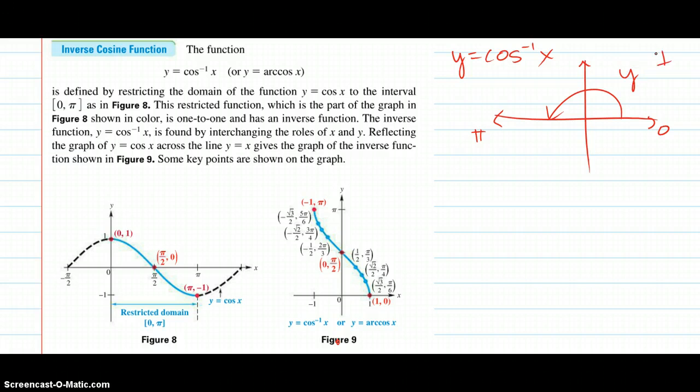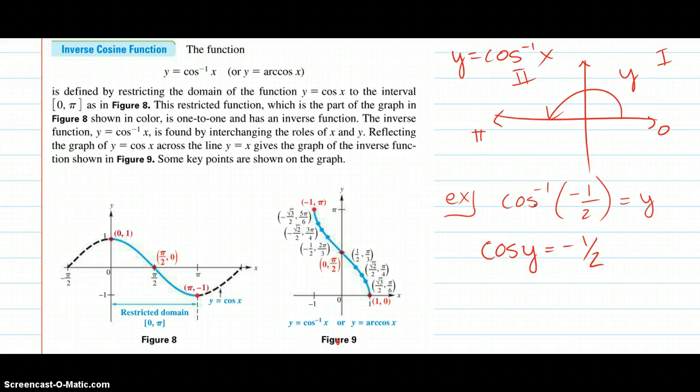That's the range, which is quadrant 1 or quadrant 2. So if we give you an example of that, what if I had cosine inverse of negative 1/2? Let's use that negative 1/2 again. That is equal to some angle, some y or some theta. So if I go by the definition, that means cosine of my y equals negative 1/2. The second line again has more than one answer, but the first line better have one answer since it's a function. And what answer is it?